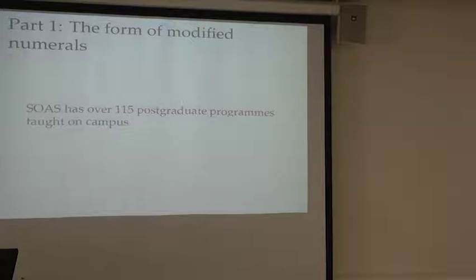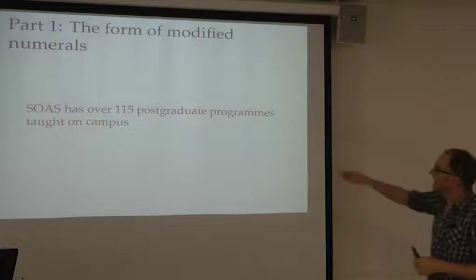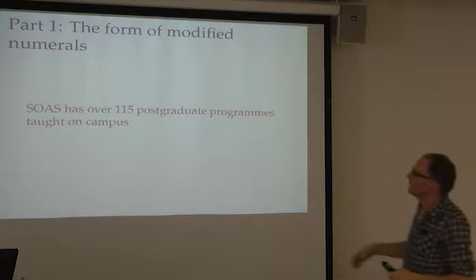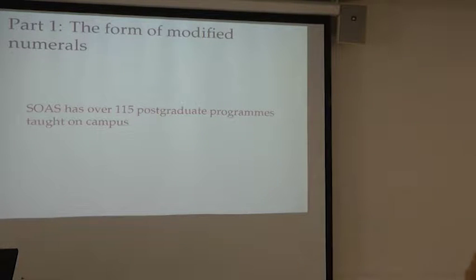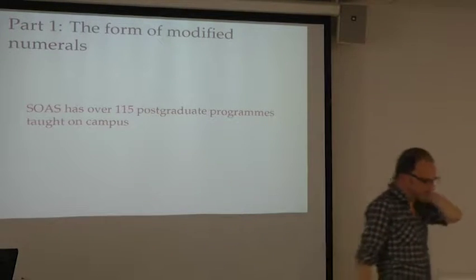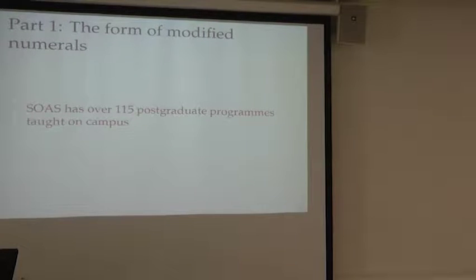So here's part one, the form of modified numerals. This took me 10 seconds to Google. I wanted to find a sentence that had SOAS in it and that had a modified numeral with over in it, and really this was the second hit. SOAS has over 115 postgraduate programs taught on campus. Everybody knows what this means, right? Why is there a spatial preposition here? That's the question now. And we can think about this a little bit more abstractly. What would it mean to compare thinking about numbers to thinking about space? Yeah? Okay. And here's where we should start then.